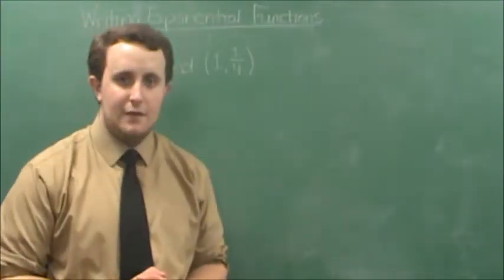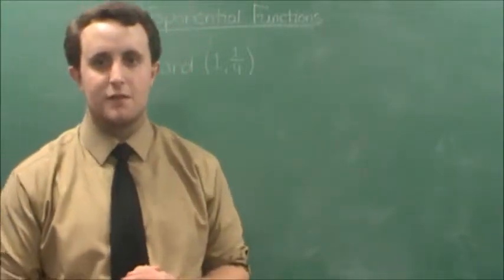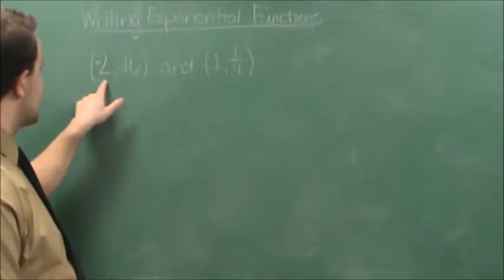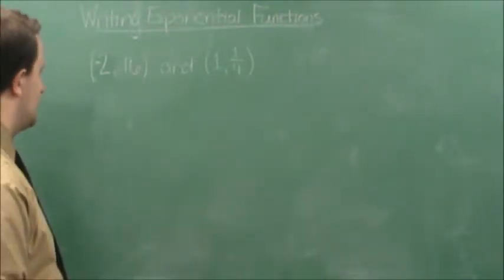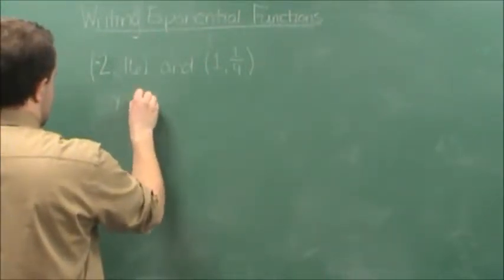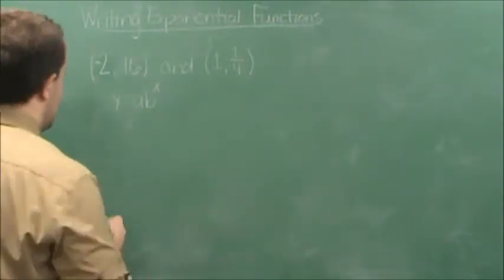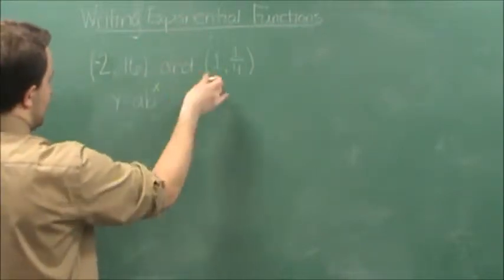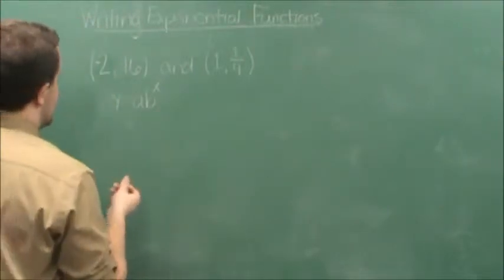So now let's try an example on how to write exponential functions given 2 points. In this first example, we're given the points (-2, 16) and (1, 1/4). First step, we're going to use the general form y equals ab raised to the x power and one of the points, and solve for a. It doesn't matter which point you choose. I'm going to choose the first point because it's a little bit nicer. It doesn't have any fractions in it.